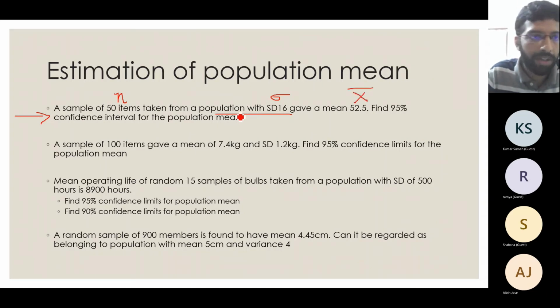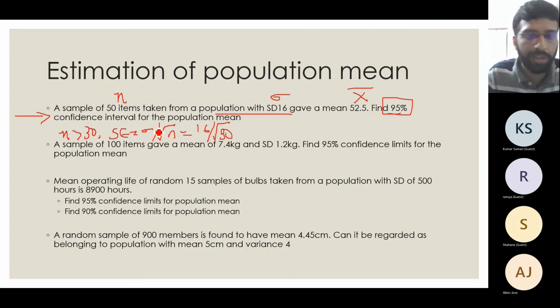So that is my X bar. I am supposed to find out the 95% confidence level. So here n is greater than 30, so I can directly go for my central limit theorem. I can directly find the standard error, that is sigma by root n. So sigma is 16 divided by root of 50.